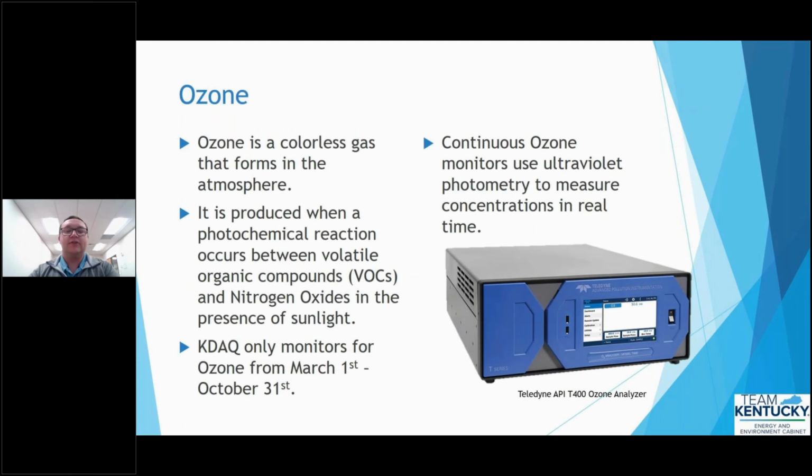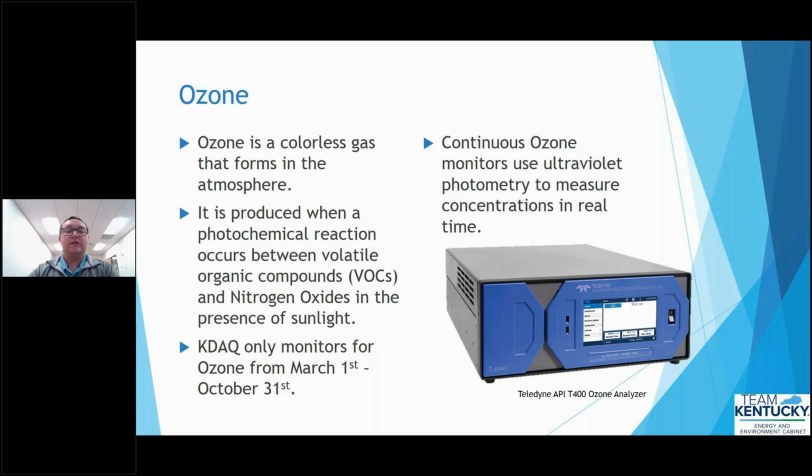So the first continuous instrument we operate in our network is for ozone. Ozone is a colorless gas that forms in the atmosphere naturally and is not a direct byproduct from a facility or a source. It is produced when a photochemical reaction occurs between volatile organic compounds, or VOCs, and nitrogen oxides in the presence of sunlight. Our agency measures for ozone at 21 different locations across the state.